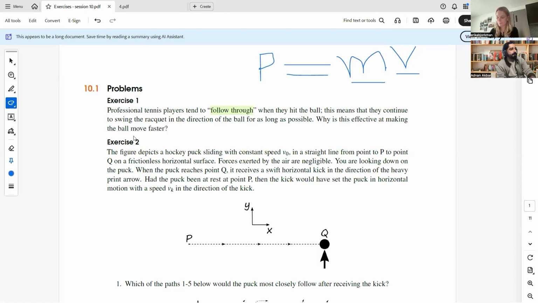Exercises, it is different. Let us check it. The figure depicts a hockey puck sliding with constant speed v naught in a straight line from point P. Somewhere from point to P, it is sliding. From somewhere, maybe a point can exist anywhere X, it is sliding to point P.